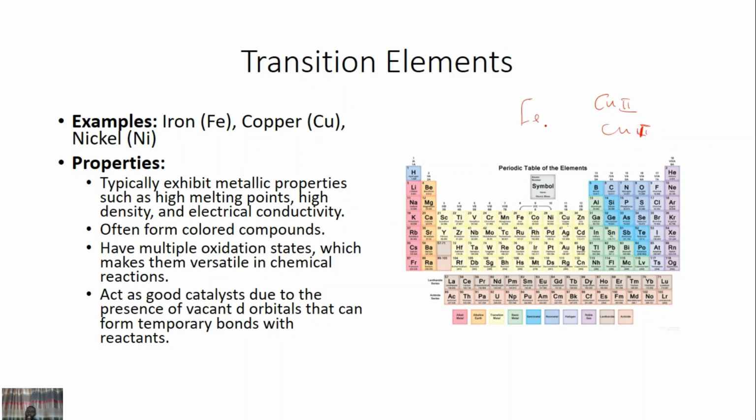Iron can have iron 2 or iron 3 oxidation state. So they exhibit variable oxidation states. Most of them act as catalysts. Even in nature, most of the reactions that take place in human, they need some of these as catalysts, like manganese, iron, zinc. All these can act as catalysts even in human biochemical reactions.